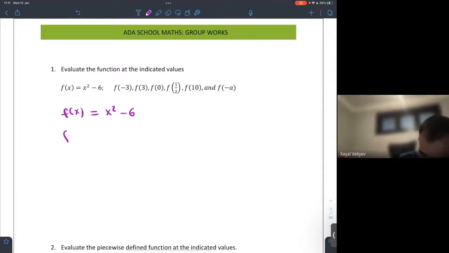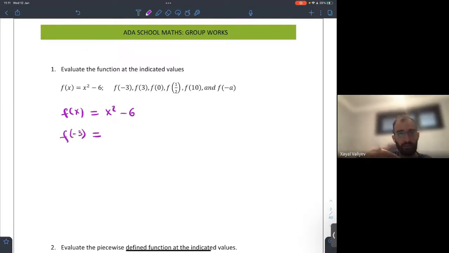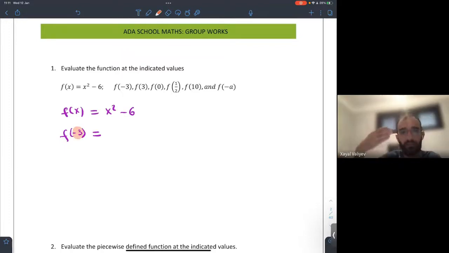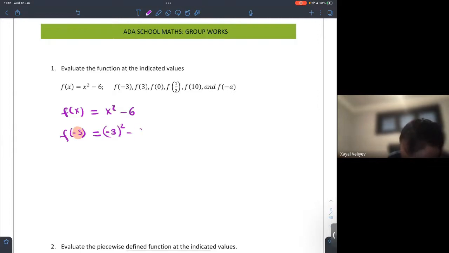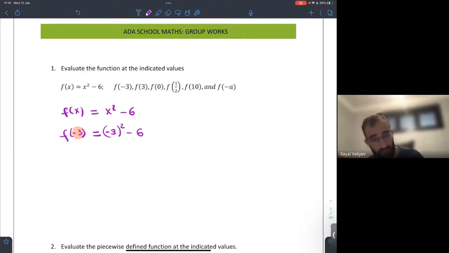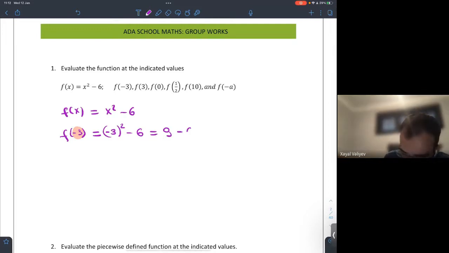So let's get started with f of negative 3. That means we are going to calculate the value of f of x, which is x squared minus 6, at negative 3. So instead of x, I'm just going to put negative 3. So I'm going to write negative 3 squared minus 6. Don't forget, when you are squaring a negative number, write it inside the bracket, because squaring a negative is not going to be a negative number. It is going to give us a positive 9, because negative 3 times negative 3, and then minus 6. What is that? It is 3. And we are done with this.